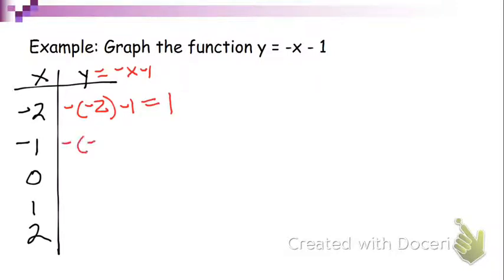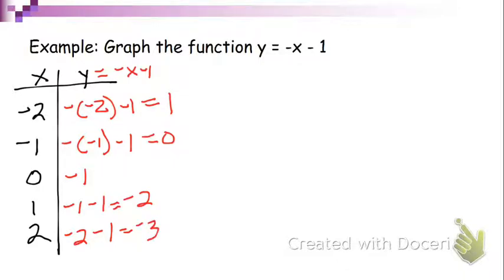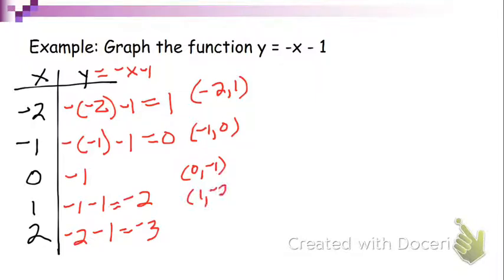And then we'll have the opposite of -1 minus 1. 1 minus 1 is 0. If we put in 0, we get -1. If we put in 1 as our input, we'll have -1 minus 1. And then -2, the opposite of 2 minus 1 equals -3. And remember, last section we said this creates ordered pairs. So we have the ordered pairs -2, 1; -1, 0; 0, -1; 1, -2; 2, -3.